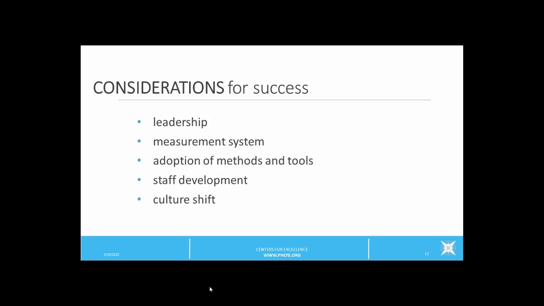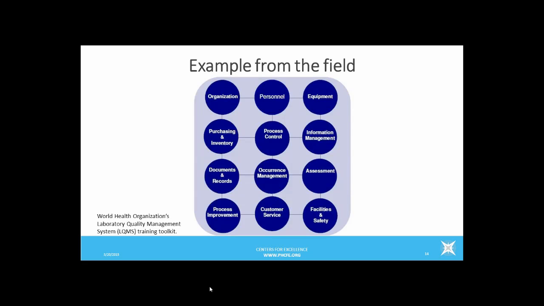Quality management is a field of study, continuously growing and adding new tools. Staff development can begin with a lead or champion of the efforts, but for the culture to shift, training and skills development must spread to more and more staff. This graphic is taken from the World Health Organization's Laboratory Quality Management System Training Toolkit. It shows how all aspects of the laboratory are involved in the laboratory's quality management system, from personnel to equipment to customer service to information management.